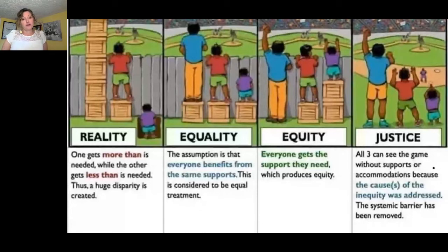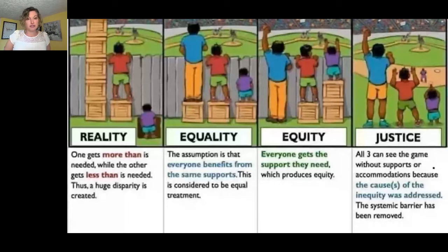When we go to that fourth picture, of justice, justice is actually the removal of the barrier or the inequity that was there in the first place. So in this case, the fence is removed altogether. And that means that you don't actually need different supports because there's not the barrier that people are trying to navigate around.